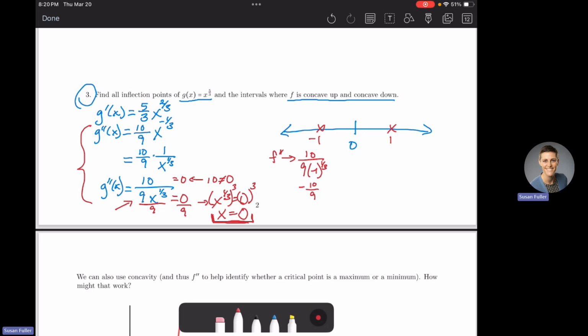Okay, so what does that mean? I get a -10/9 out of my second derivative. Because it's negative, that means my OG was concave down, and I'm frowny.